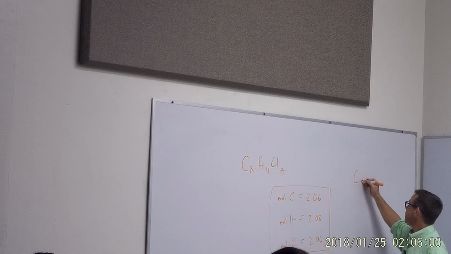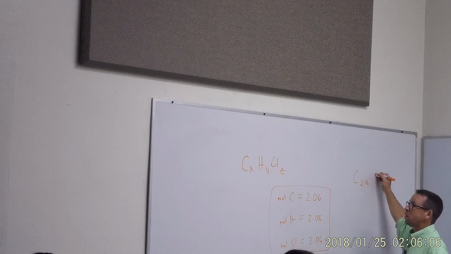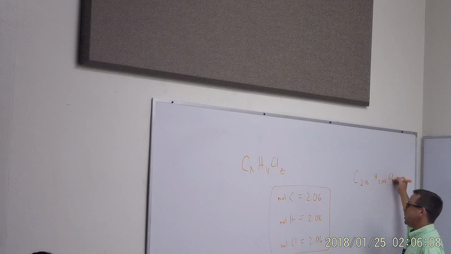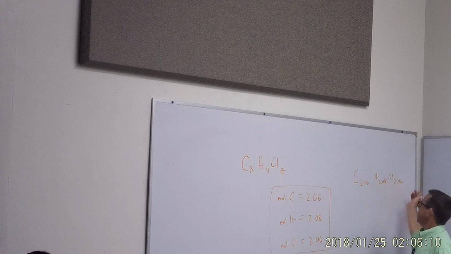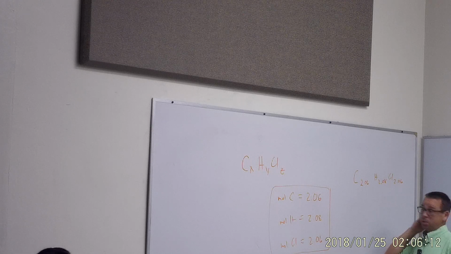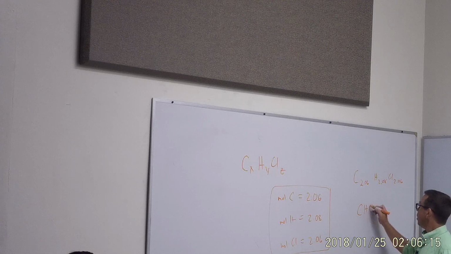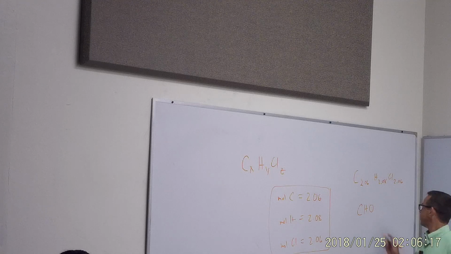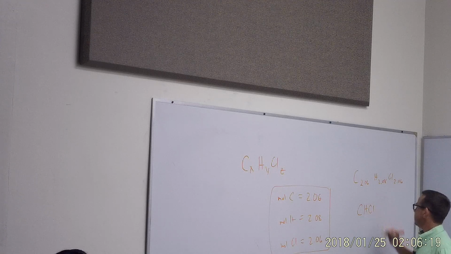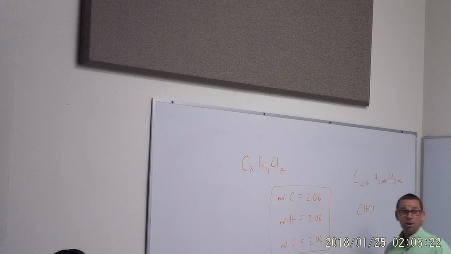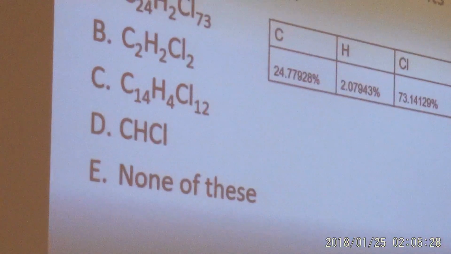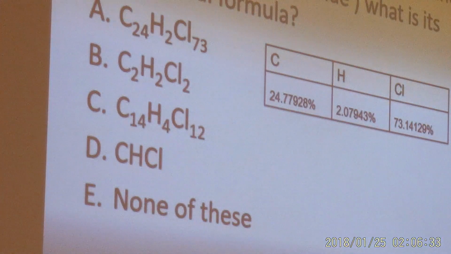Then that means I can take this C 2.06, H 2.08, Cl 2.06, and divide them all by 2.06. This looks like it's going to be CHCl, right? So there's our empirical formula. Anybody want to go over that? Any other aspect of it? We didn't even have to divide by anything because we were already in a 1-to-1-to-1 ratio, right? Well, maybe in a way we did divide.